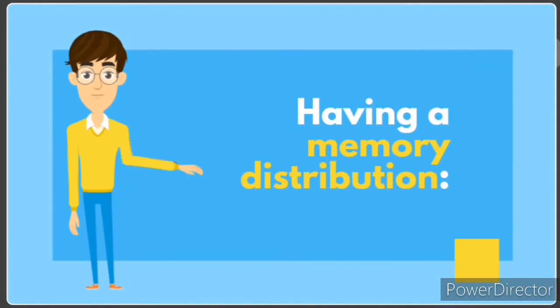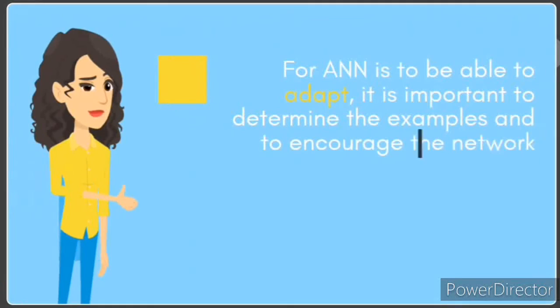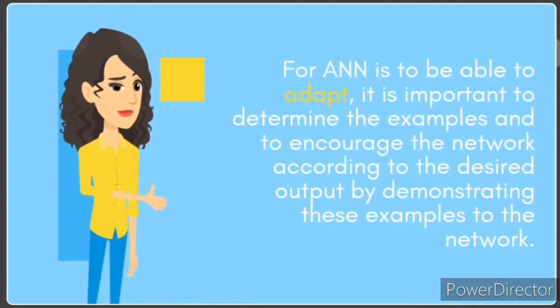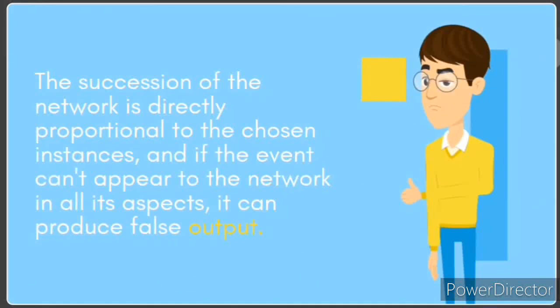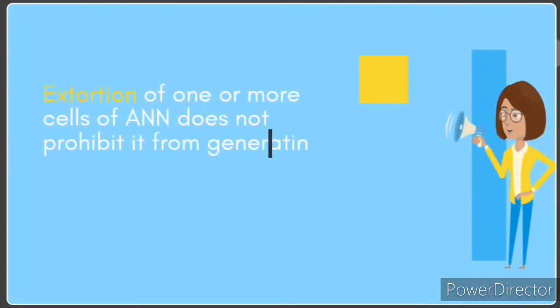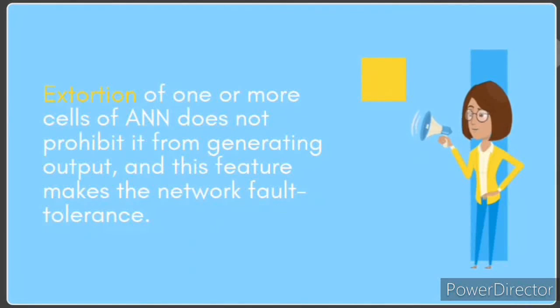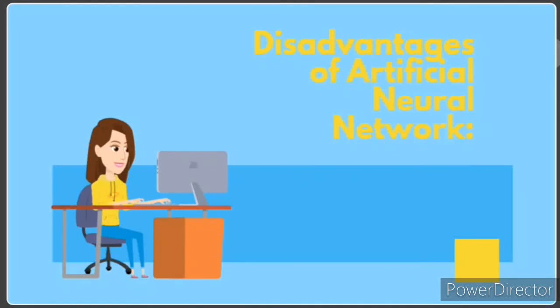Having a memory distribution. For an ANN to be able to adapt, it is important to determine the examples and to train the network according to the desired output by demonstrating these examples to the network. The success of the network is directly proportional to the chosen instances, and if the event can't be shown to the network in all its aspects, it can produce false output. The corruption of one or more cells of an ANN does not prevent it from generating output, and this feature makes the network fault tolerant. Disadvantages of artificial neural network.